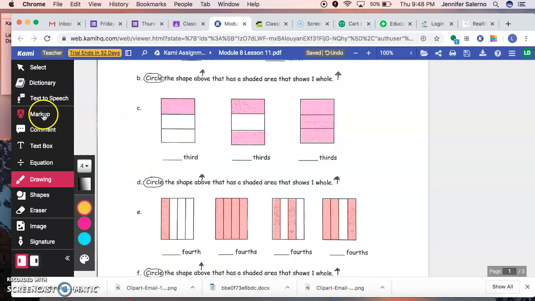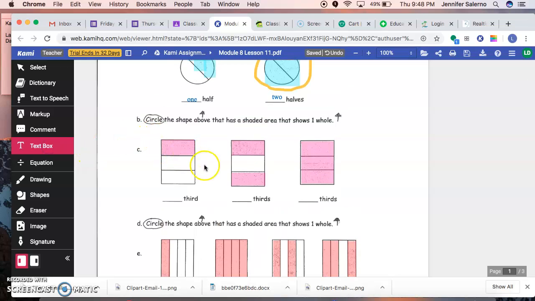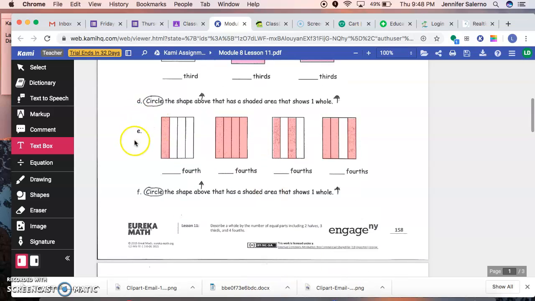Now when you come to part C, you're going to be doing the same thing. So you're going to look here and you're going to say, okay, how many parts are shaded here? Type it. How many parts are shaded here? Type it. How many parts are shaded here? Type it. Once you filled in your answers, you're going to have to circle the shape above that has a shaded area that shows again one whole, meaning the entire thing is shaded in, okay? And then letter E, same thing. How many parts are shaded? Type it. How many parts are shaded? Type it.